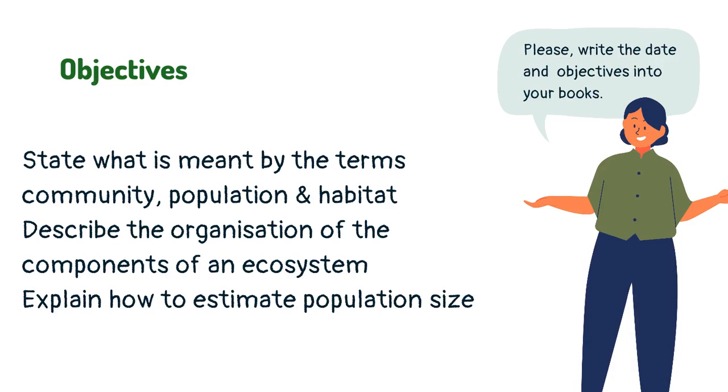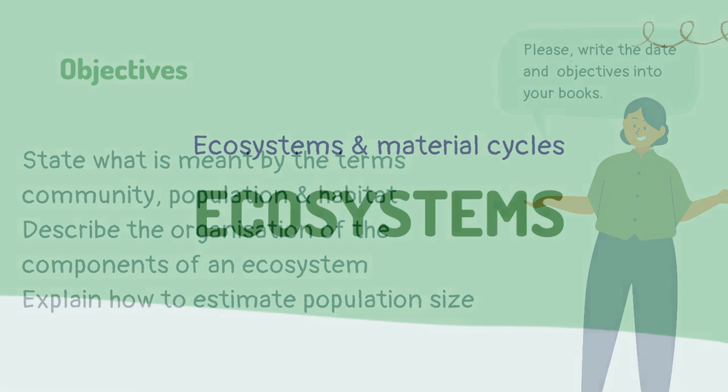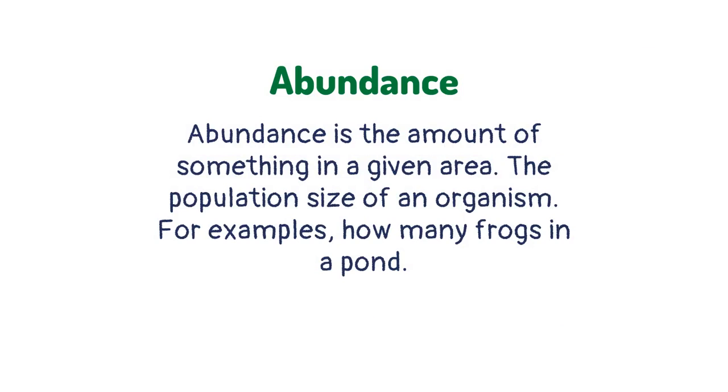Today you are going to learn about populations in ecosystems. Abundance is the amount of something in a given area, the population size of an organism. For example, how many frogs in a pond?